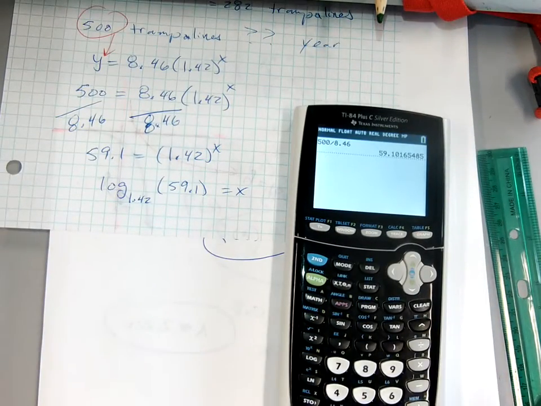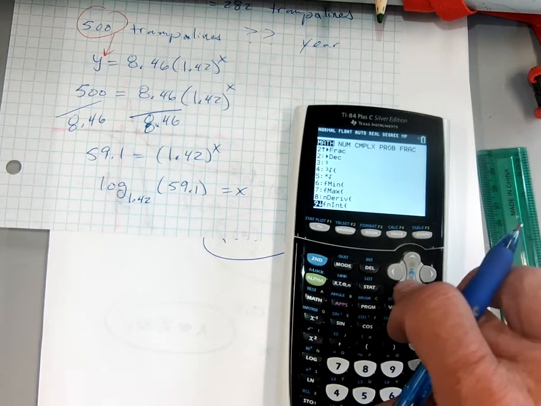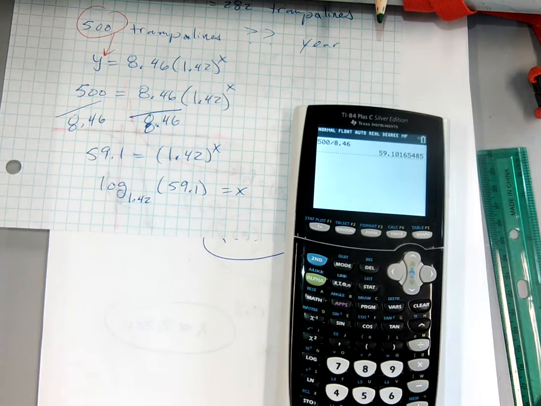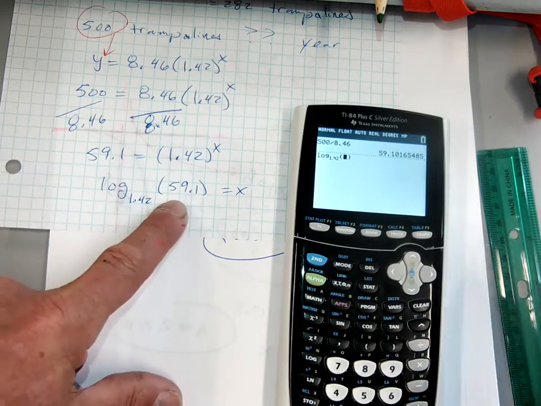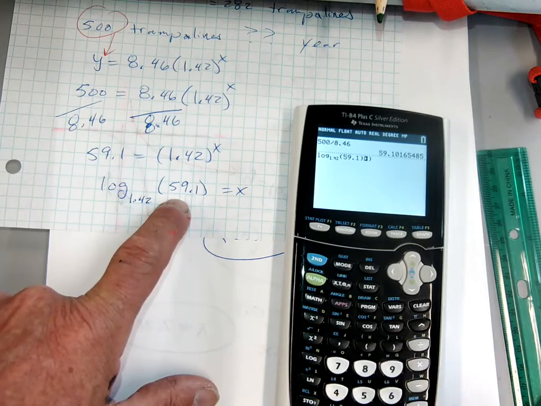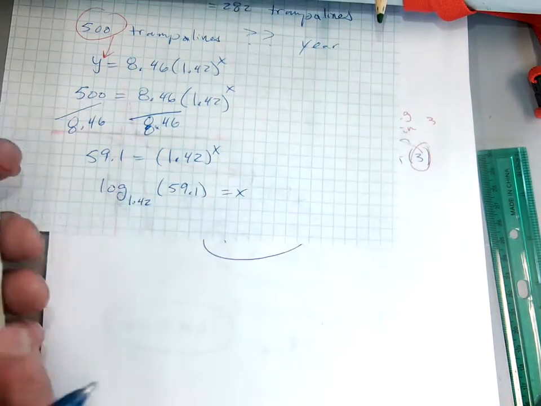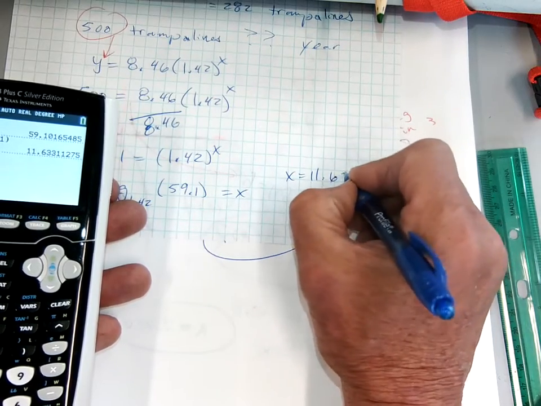Now my fancy calculator can do this. It can go math, fancy log button, log base, and I can enter 1.42 of 59.1, and I'll get an answer of about 11.633. By year 12, we're making it.